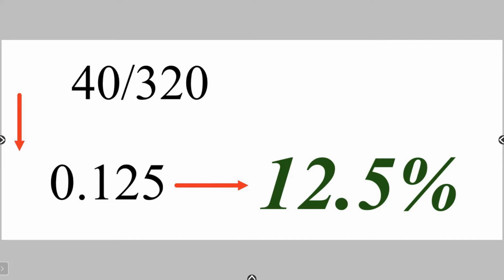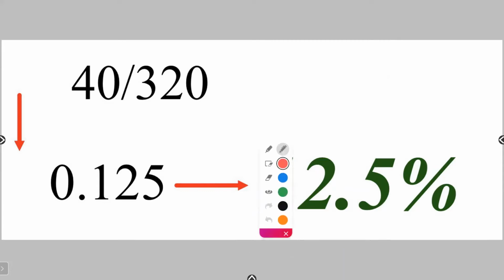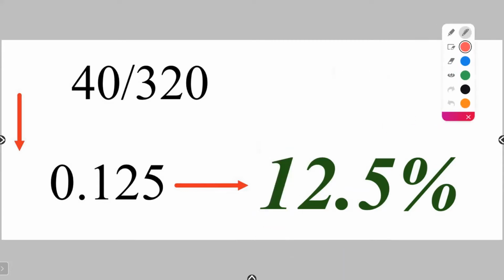What you then need to do is make the decimal value into a percent by simply multiplying by 100. Any decimal that you have, to make it into a percent, you just have to multiply it by 100. So 0.125 will give us 12.5%.